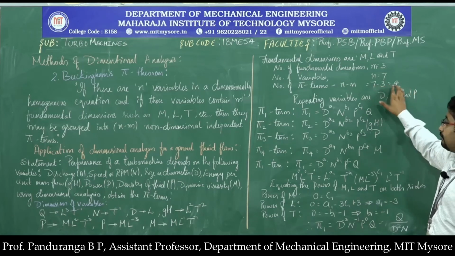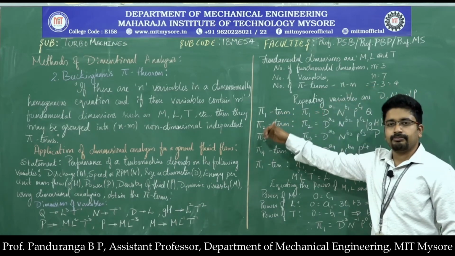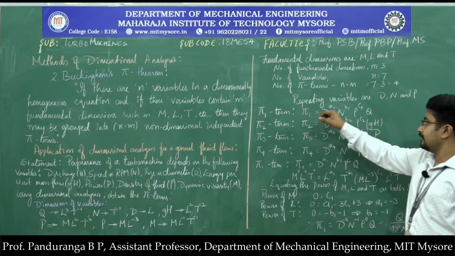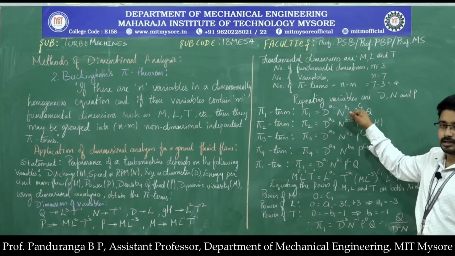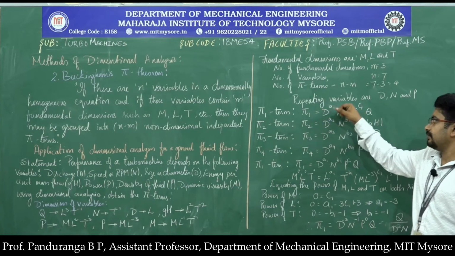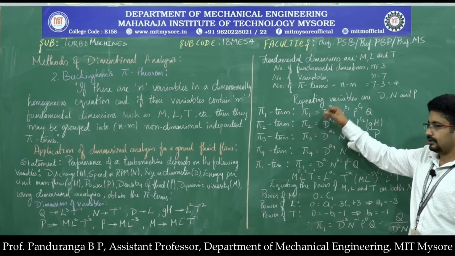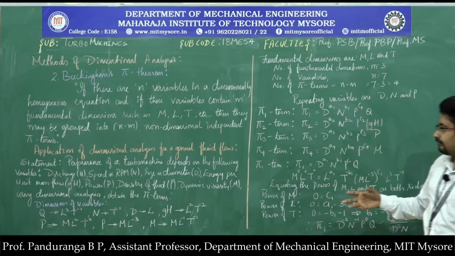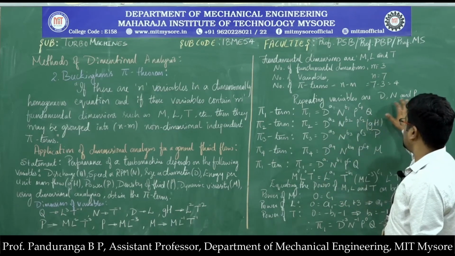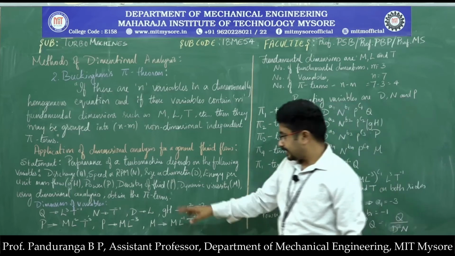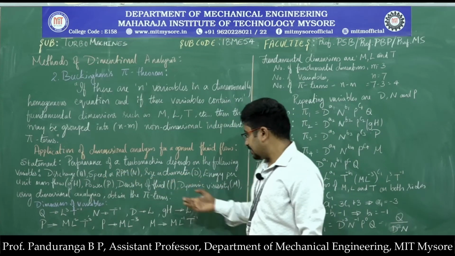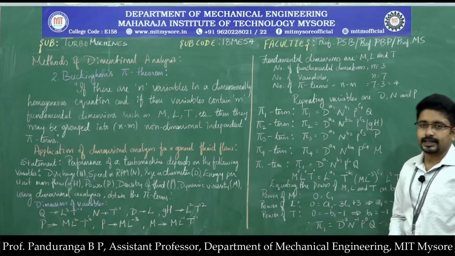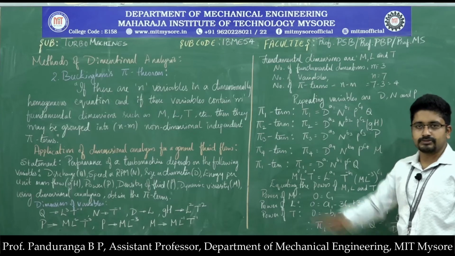Now since we have 4 pi terms, I will name them pi 1, pi 2, pi 3 and pi 4, and I will write the equation as pi 1 equals the repeating variables with powers a1, b1 and c1, that is D to the power of a1, N to the power of b1, rho to the power of c1, into... Since we have taken N, D and rho as the repeating variables, if we lay out those 3, then we have 4 non-repeating variables which are present.